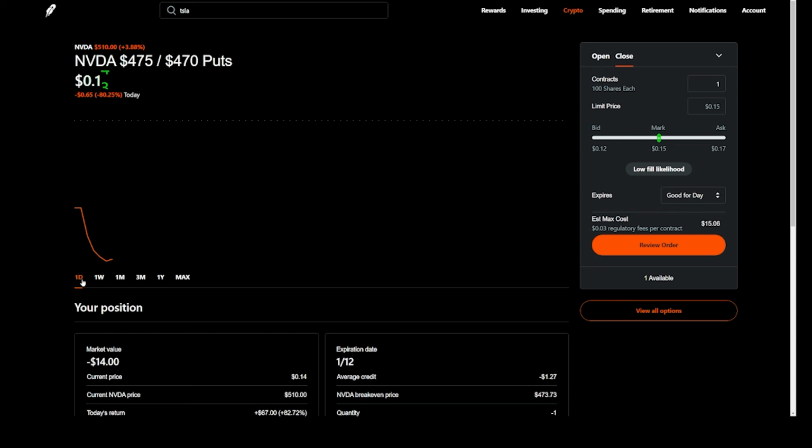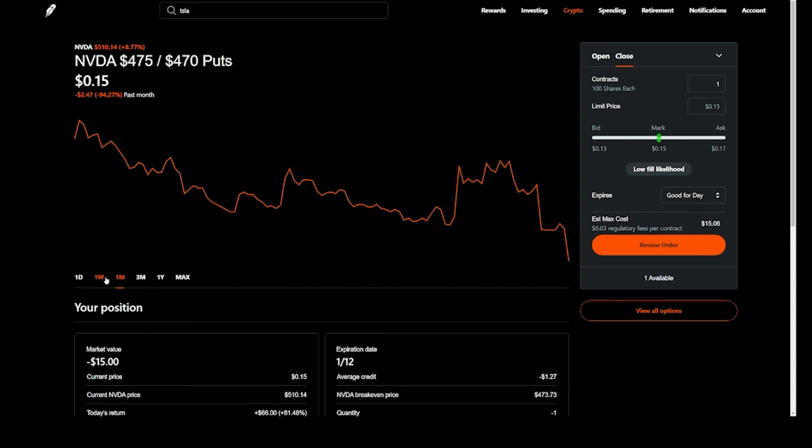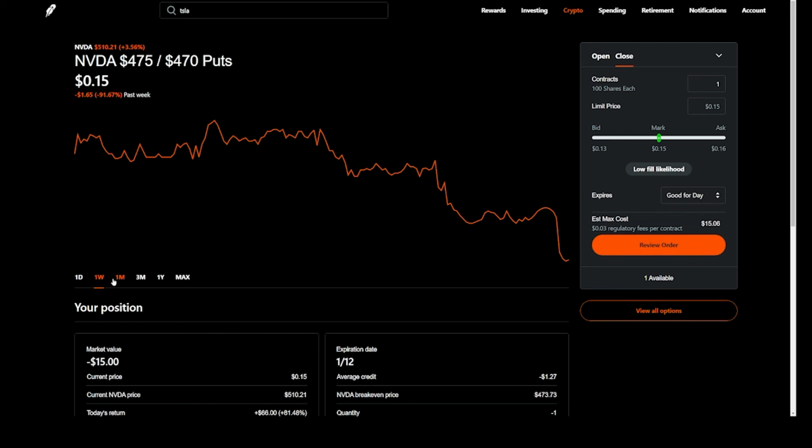So as you can see, over a month or a week, however long I've been holding it, from 2 weeks to a month, because I was right, as NVIDIA is right now trading at 510, the value of this credit spread has been declining steadily, especially in the last 3 days, because NVDA started going up compared to the last 2 weeks of trading days.